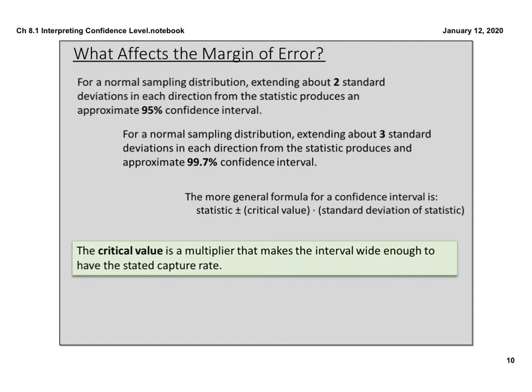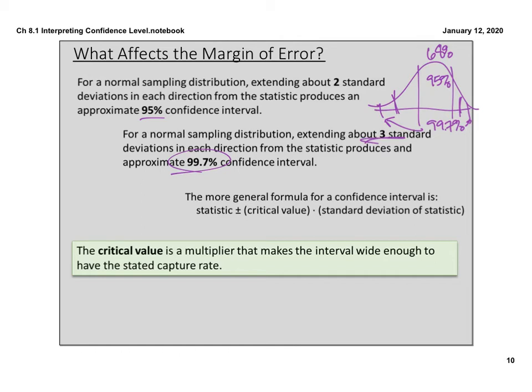All right, so what else affects the margin of error? It says for a normal sampling distribution, extending about 2 standard deviations in each direction from the statistic produces a 95% confidence interval. Go back to that normal curve. Remember the 68, the 95, and then the 99.7. That was that empirical rule, 68%, and then 95% was within 2, and then the 99.7 was within 3, okay? So if you think about the empirical rule, for a normal sampling distribution, extend 3 standard deviations, and you're at a 99.7 confidence interval. Okay, so this is when you're looking at normal distributions.